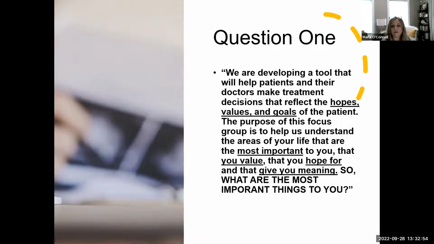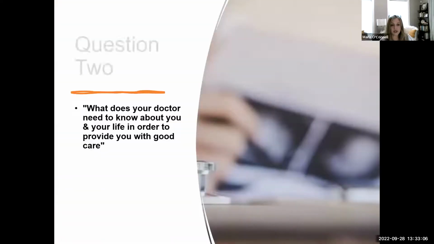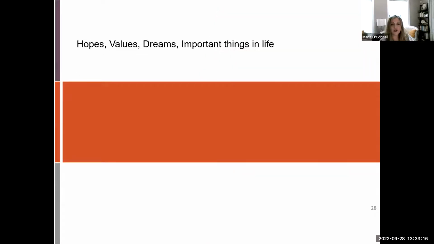But then we asked, what are the things that are most important to you, that you value, that you hope for, and that give you meaning? What are the most important things to you? Second, what does your doctor need to know about you and your life in order to provide you with good care? Here are some of the things that people said when we asked what are hopes, values, and dreams, the important things in your life.